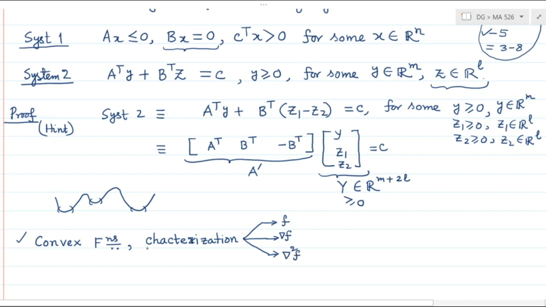So several characterization results with the help of epigraph or sublevel sets, we will try to find whether a given function is convex or not, or with the help of the gradient or with the help of the Hessian matrix. These are the agenda in the next lecture. In the next lecture, we will discuss rigorously the idea of convex function.